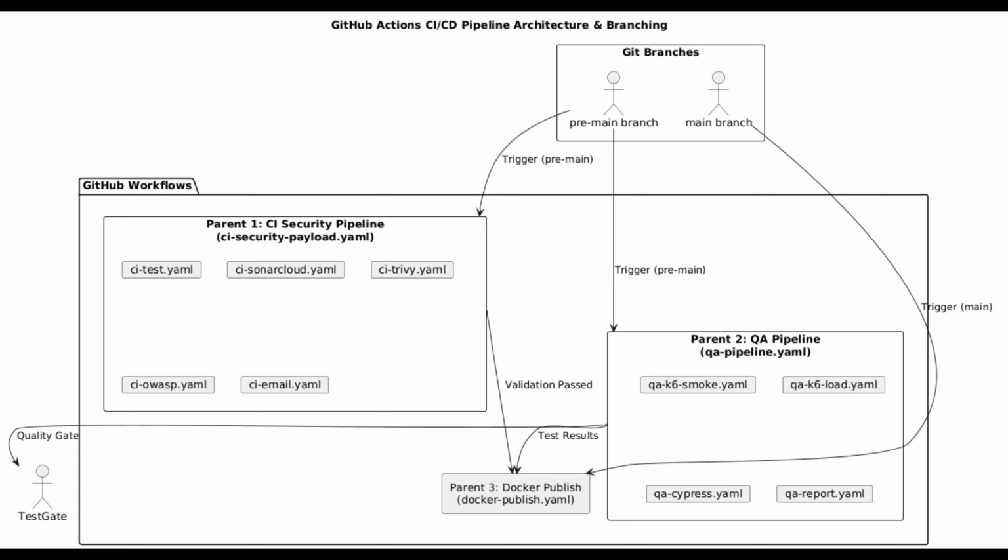Then when I know that the quality is assured and the code is production ready, comes the main branch trigger, that is Docker publish. This is a single YAML file which has the staging and the steps for building the image and pushing it into Docker Hub and GitHub container registry, that is GHCR.